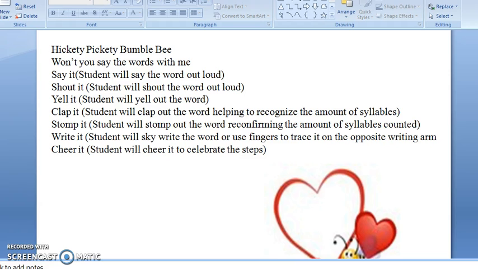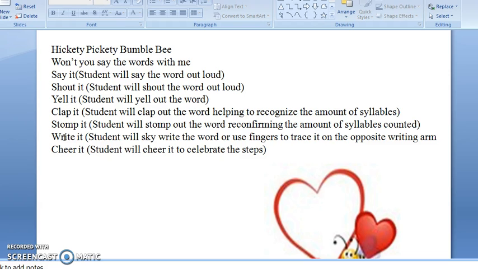So this is how the poem goes. It's Hickety Pickety Bumblebee, won't you say the words with me? And the students will use the phonic words. The first step is to say it, loud, to shout it out, to yell it, clap it, stomp it. The students will write it. This basically needs a little more detail.